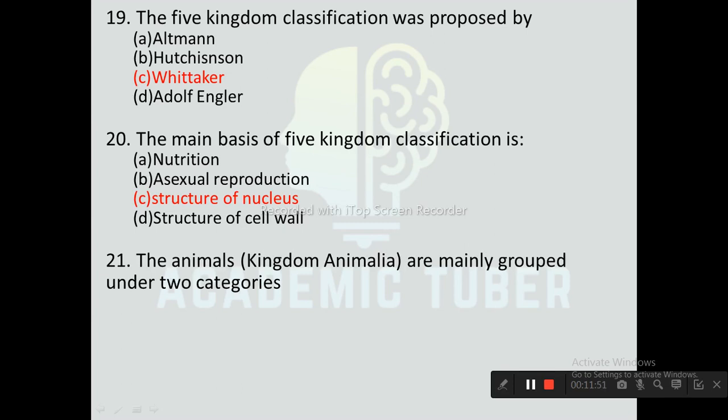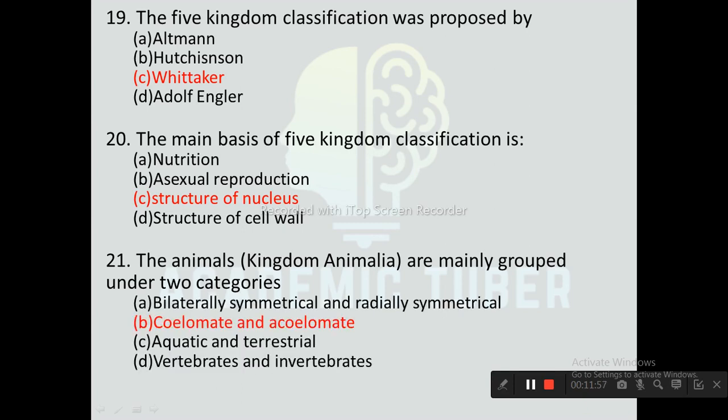Next one, the animals, kingdom Animalia, are mainly grouped under two categories, and the options are bilaterally symmetrical and radially symmetrical, coelomate and acoelomate, aquatic and terrestrial, and vertebrates and invertebrates. And the correct option is coelomate and acoelomate. Animals are mainly grouped under coelomate and acoelomate categories based on body cavity presence.